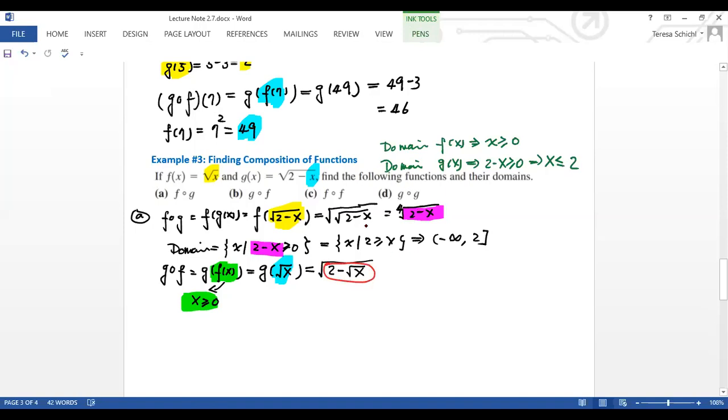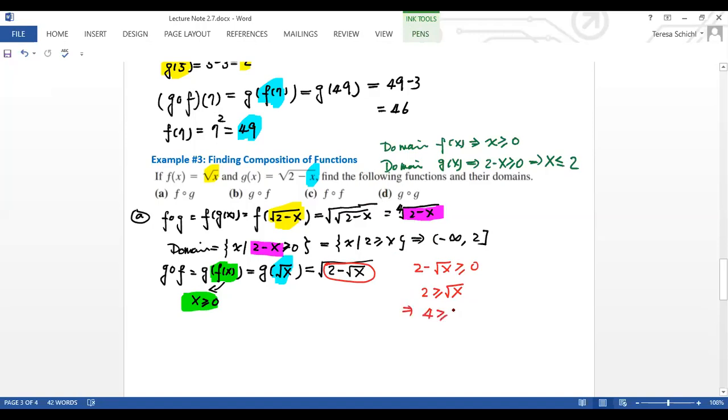So now let's take a look. This is 2 minus the square root of x, which has to be greater than or equal to 0. That means 2 has to be greater than or equal to the square root of x. So you square both sides.